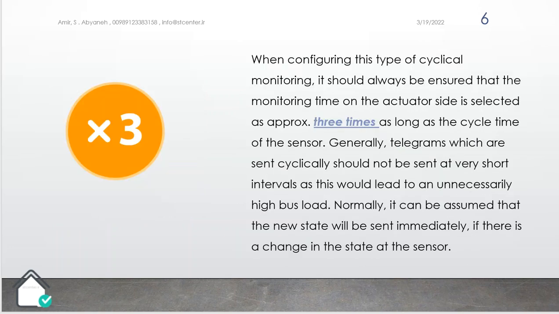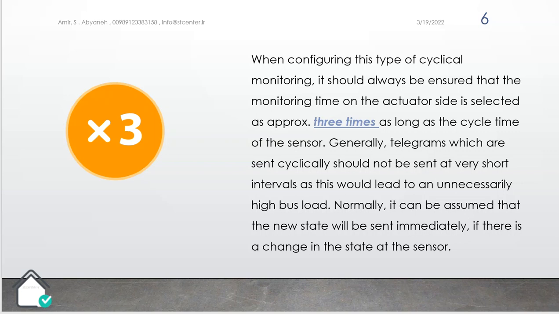So, when configuring this type of cyclical monitoring, it should always be ensured that the monitoring time on the actuator side is selected as approximately 3 times as long as the cyclic time of the sensor. Generally, telegrams which are sent cyclically should not be sent at very short intervals, as this would lead to an unnecessarily high bus load. Normally, it can be assumed that the new state will be sent immediately if there is a change in the state at the sensor. So there are some key points here.